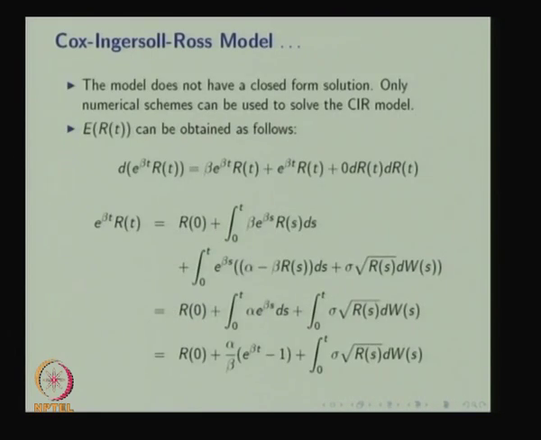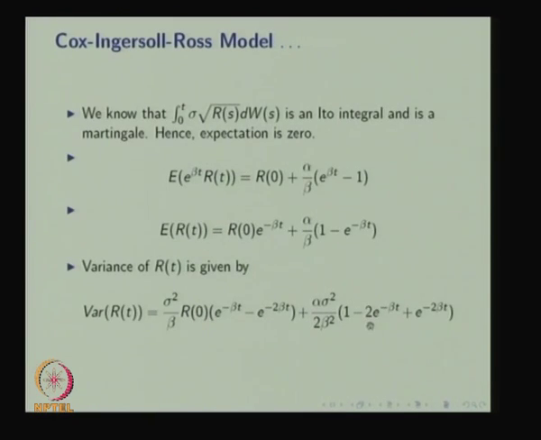Therefore, from the previous equation, the expectation of R of t will be R of 0 times e to the power minus beta t, plus this whole Ito integral multiplied by e to the power minus beta t. Since this expectation is 0, the expectation of R of t multiplied by e to the power beta t will be R of 0 plus alpha by beta times e to the power beta t minus 1. Therefore the expectation of R of t is obtained by multiplying this side with e to the power minus beta t.